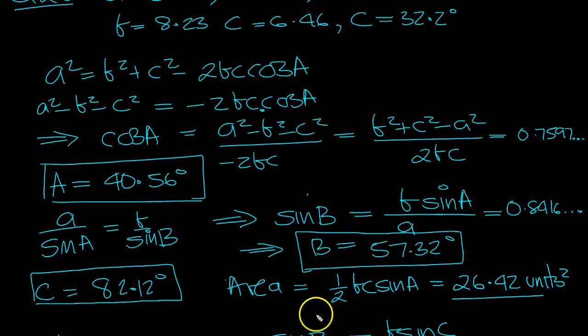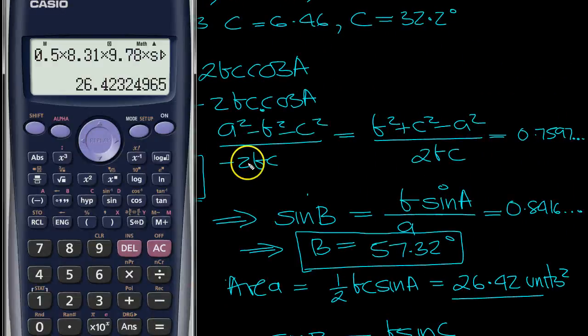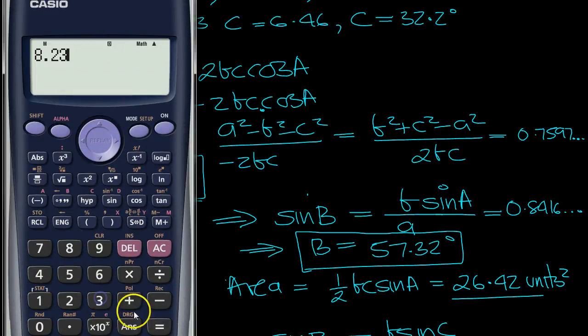Here's the numbers. So it's b, 8.23, times sine C, which is 32.2.